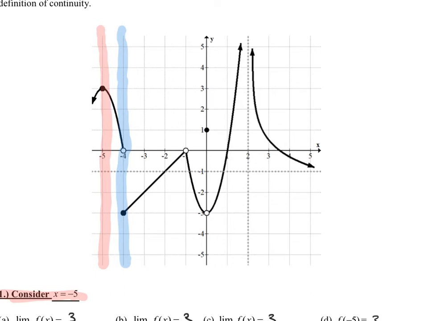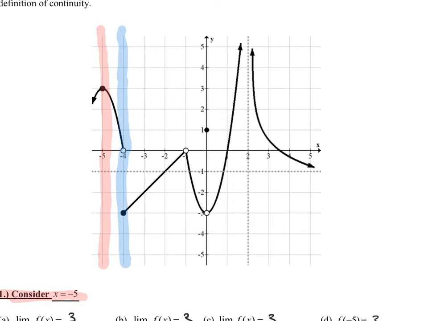The limit from the left is 0. The limit from the right is negative 3. But the limit, because they don't agree, does not exist. Function value, where's the closed circle? Well, the closed circle is defined at negative 3. So f of negative 4 is negative 3.